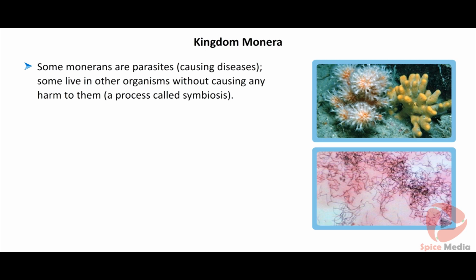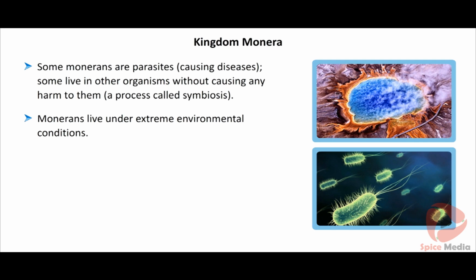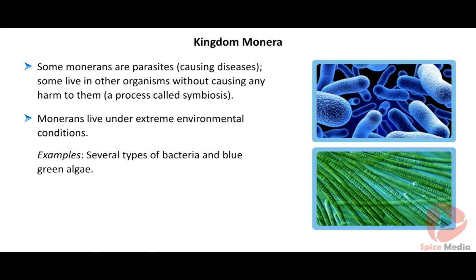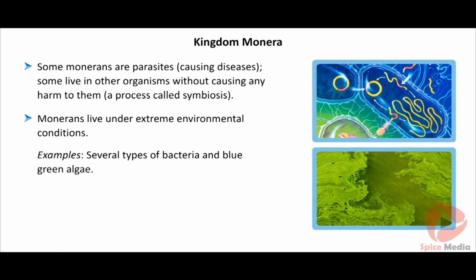a process called symbiosis. Monerans live under extreme environmental conditions. For example, bacteria in the stomach. Some at temperatures as high as 80 degrees Celsius. Some in the absence of oxygen, and some require very high amounts of salt. Examples for Monerans are several types of bacteria and blue-green algae.